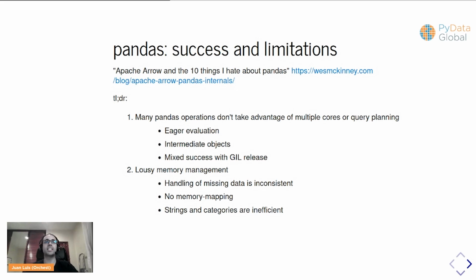However, pandas was designed some years ago with some assumptions in mind that no longer hold, and made some decisions in the design that are no longer optimal. There's this blog post by Wes McKinney, the creator of pandas, called Apache Arrow and the 10 Things I Hate About Pandas, that I highly recommend you read, and it goes over some of these limitations. So basically, the summary goes a little bit like this. Many pandas operations don't really take advantage of multi-core machines or smart query planning and things like that because of how the library is designed.